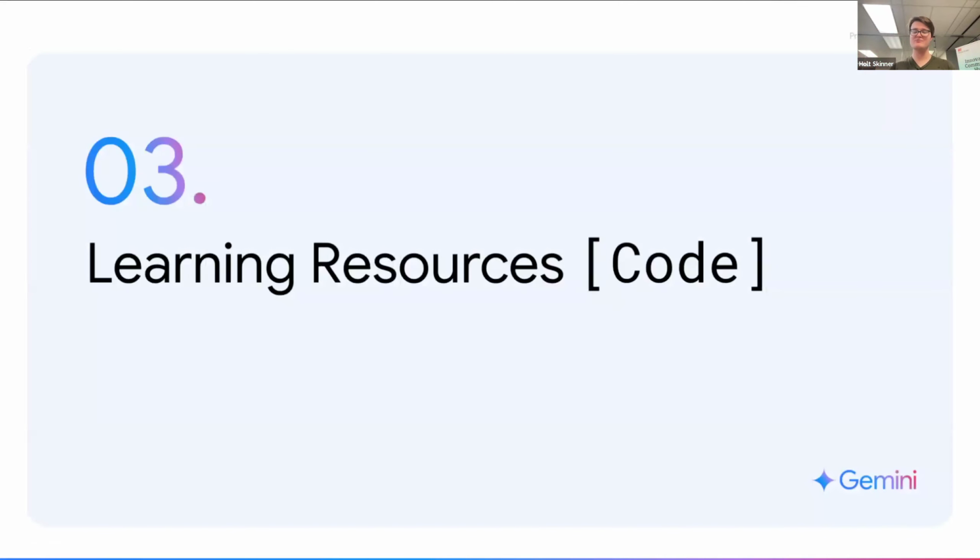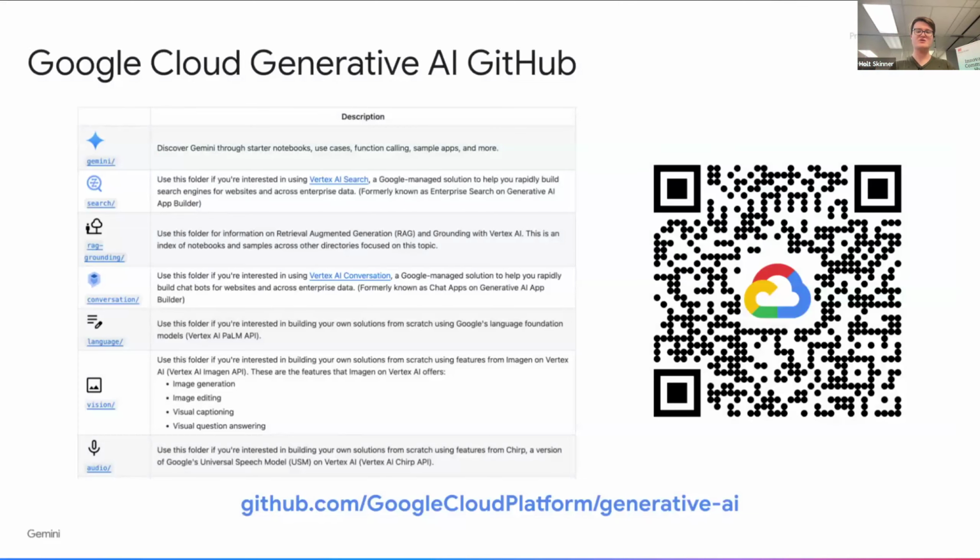Okay, so let's dive into some code. The best place to go for resources on all of these, and we're going to walk through some of this today, is the Google Cloud Generative AI GitHub repository. This is the main QR code you're going to want here. You can also go to github.com/GoogleCloudPlatform/generative-ai. And I'm going to give you a short link as well that'll make this a little easier.